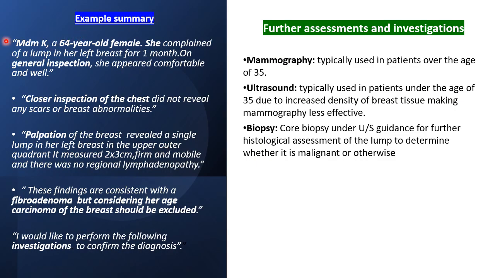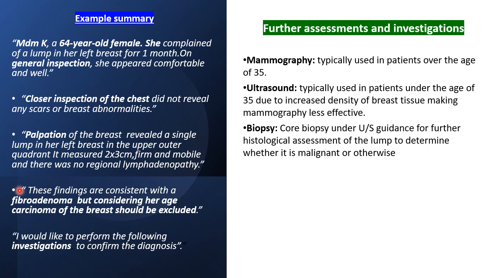Finally, after examining the patient and taking a good history, you have to provide a summary. This is a sample summary. Madam K, a 64-year-old female, complained of a lump in her left breast for 1 month. On general inspection, she appeared comfortable and well. Closer inspection of the chest did not reveal any scars or breast abnormalities. Palpation of the breast revealed a single lump in the upper outer quadrant of her left breast. It measured 2 by 3 centimeters, firm and mobile, and there were no signs of regional lymphadenopathy.